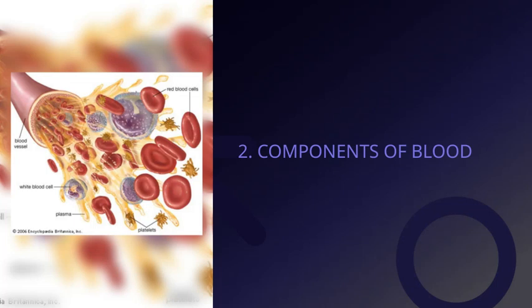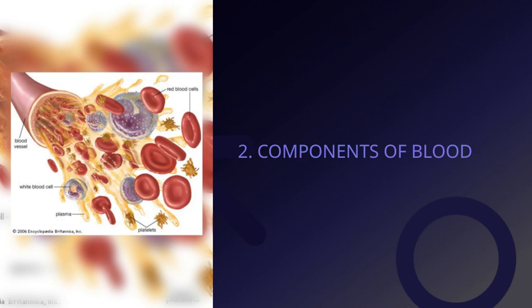Let's take a closer look at the components of blood. Blood is a vital fluid that keeps our bodies functioning properly, and understanding its parts helps us appreciate how it does its job. The main components include plasma, red blood cells, white blood cells, and platelets. Each of these plays a crucial role.